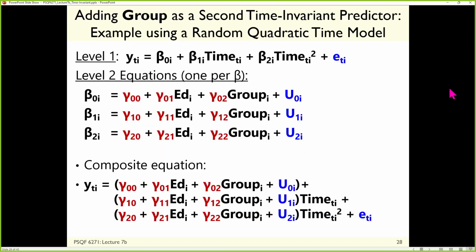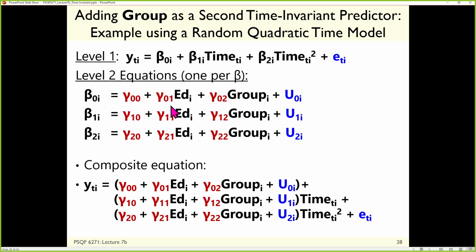All right. So what if I had a second time invariant predictor? Can I do that? Sure I can. You can have as many as you have, basically, people in terms of degrees of freedom. So in this example, I have education still, and I've added in group as a second predictor.